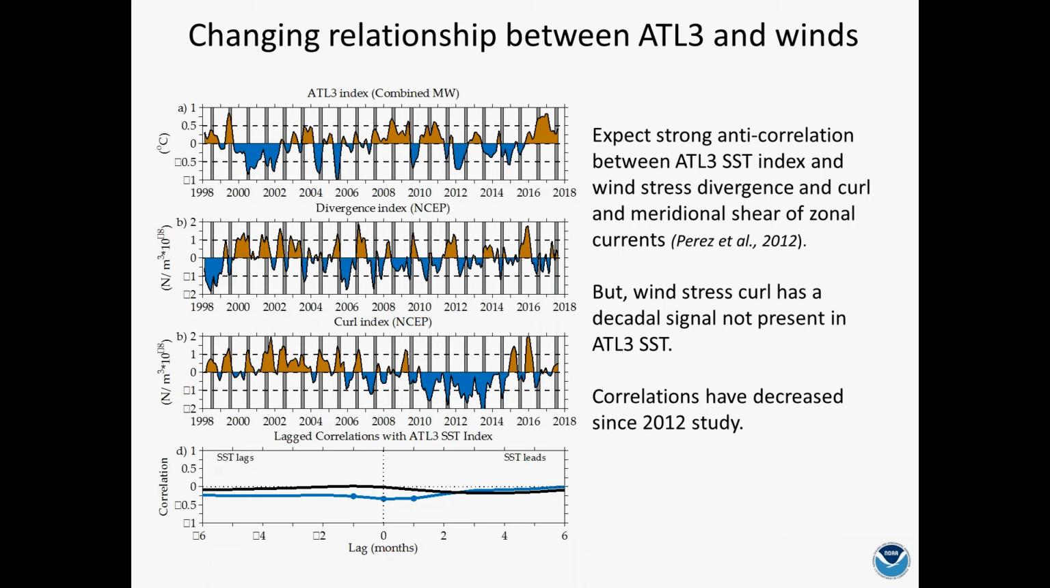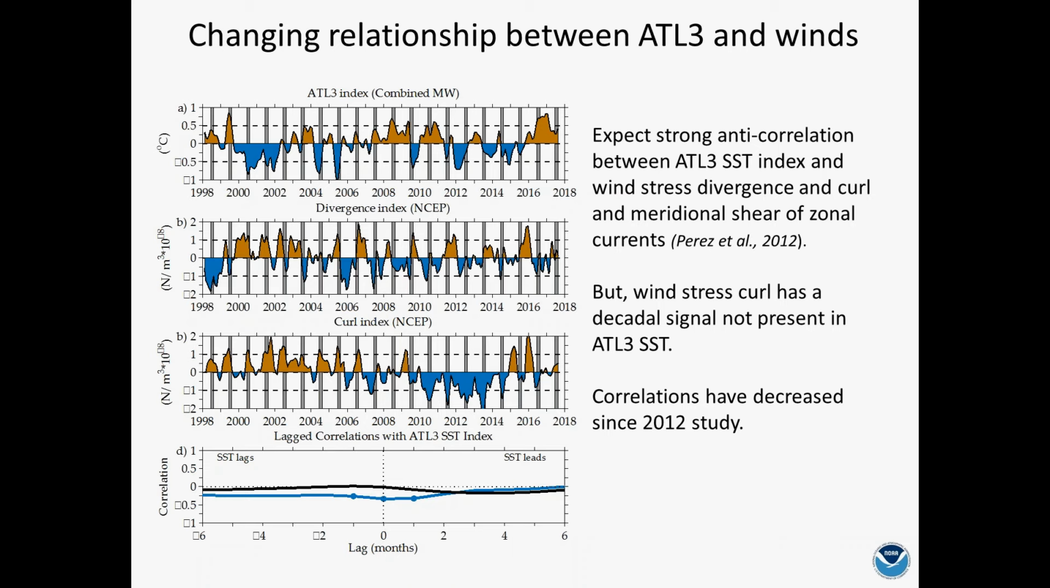And one thing you can see, hopefully, I redid this calculation, which I had originally done with high resolution QuikSCAT satellite winds up through the failure of that satellite. I redid this calculation with NCEP winds, which are much coarser, and it's a model product that assimilates observations. But what you see is the curl, something that it didn't have before, has a decadal variability to it.